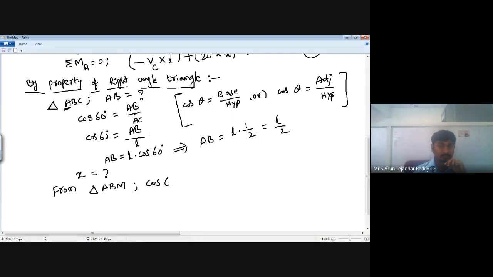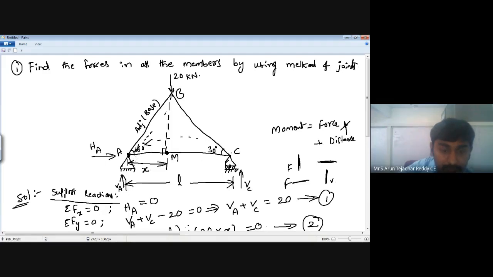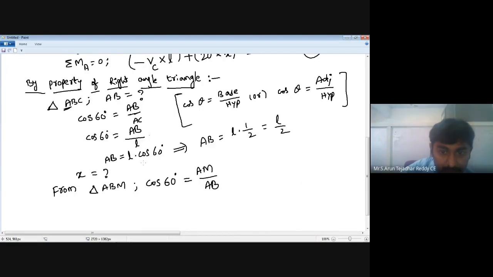Cos theta, here cos theta means at point A we have 60 degree, is equal to, already you know that cos theta is equal to base upon hypotenuse, or else cos theta equals adjacent by hypotenuse. AM by AB. AM is adjacent by AB.